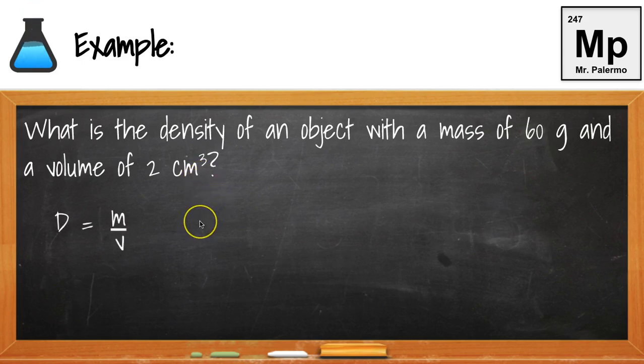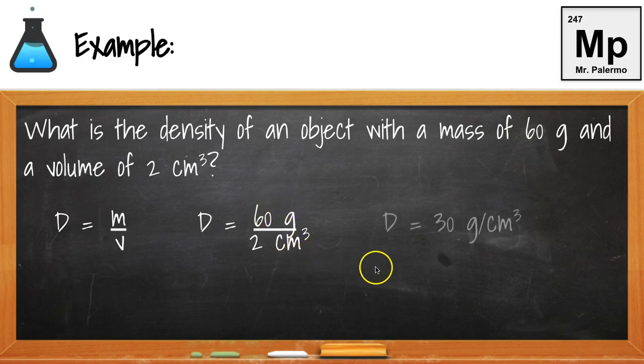So the first thing we do in any calculation this year is write out our formula from table T. So density equals mass over volume. And now we're going to place the measurements in the appropriate spot on the formula. So we have mass, grams, that goes on top. And then we have volume, centimeters cubed, that goes on the bottom. And now we simply divide 60 divided by 2, which gives me 30. And don't forget our units here. So it's grams divided by centimeters cubed, so grams per centimeter cubed.